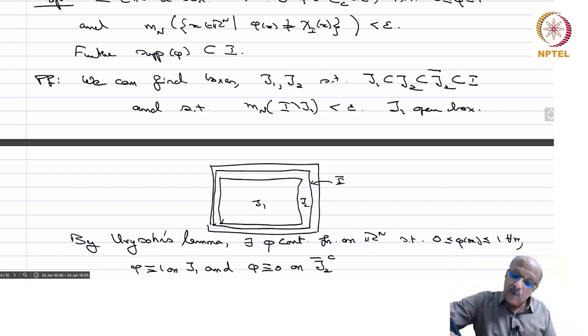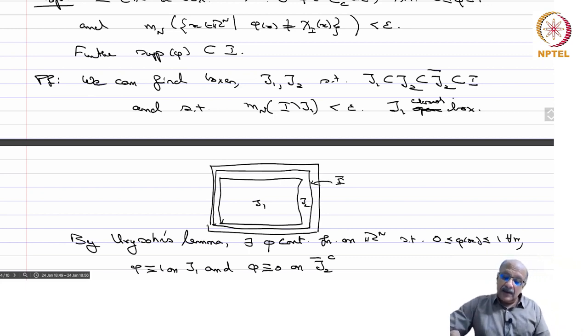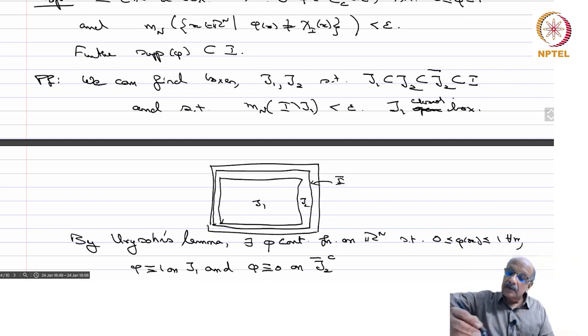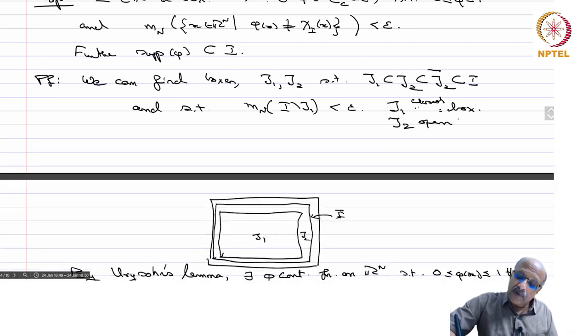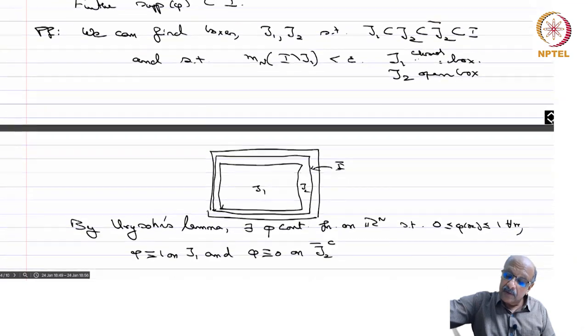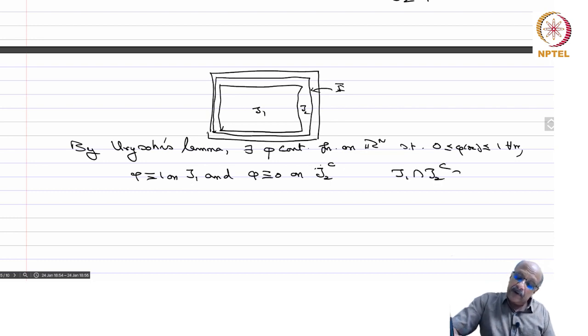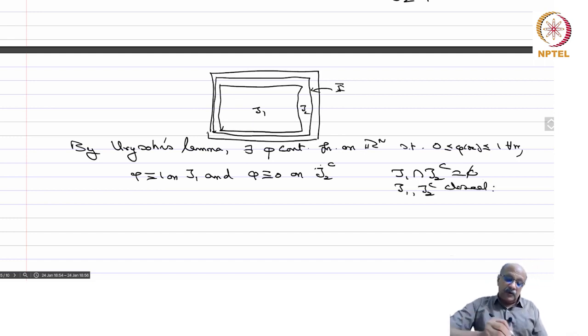So J1 should be a closed box, because we are going to apply Urysohn's lemma, so let us do it correctly. J1 is a closed box, J2 is an open box. So this is J2 complement. J2 complement is a closed set, J1 is a closed set, and J1 intersection J2 complement is empty. Therefore, by Urysohn's lemma, I can construct such a function, which is like this.